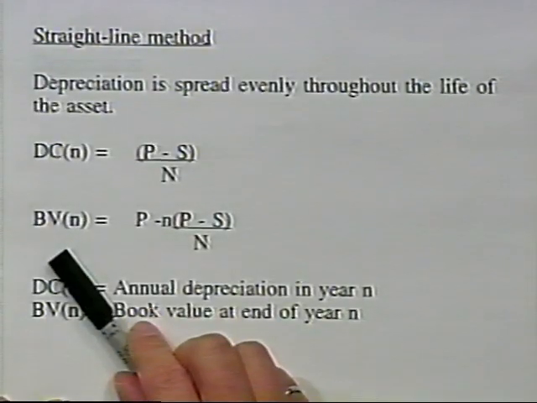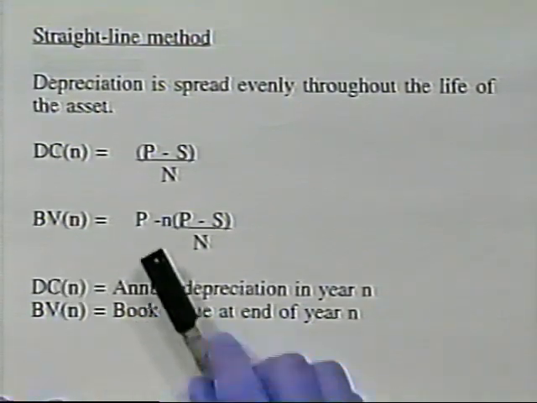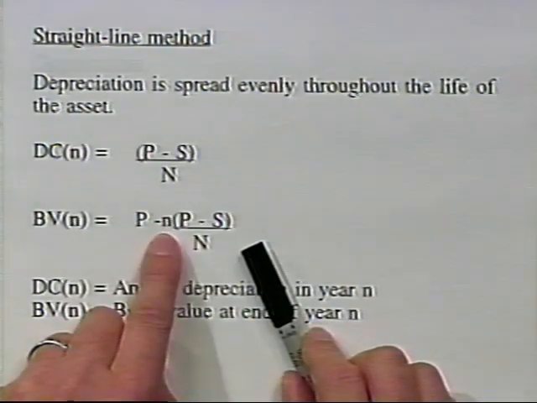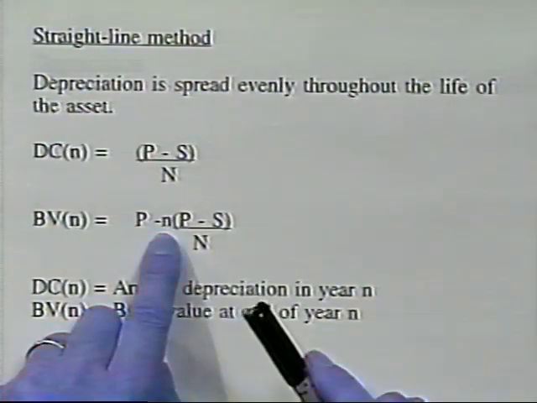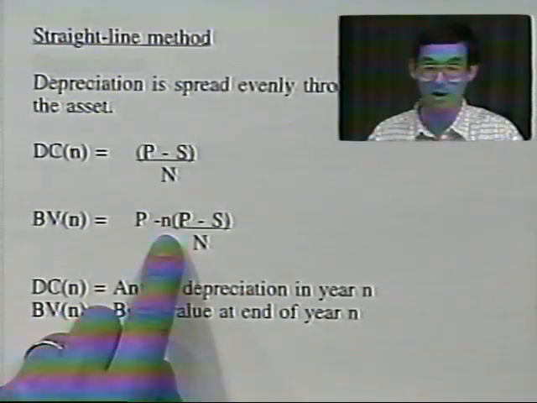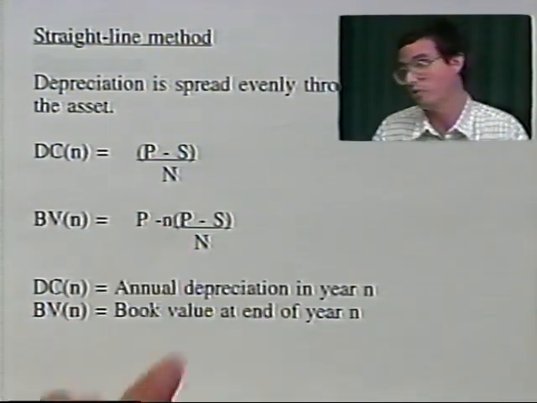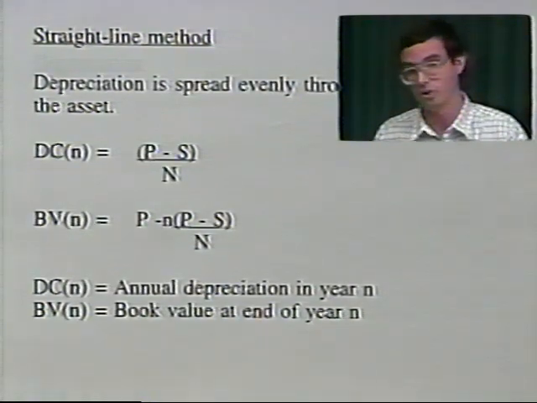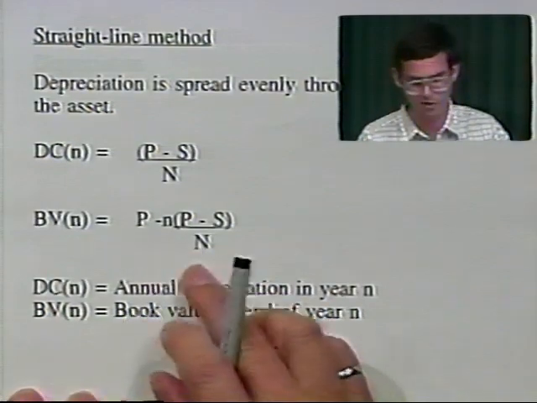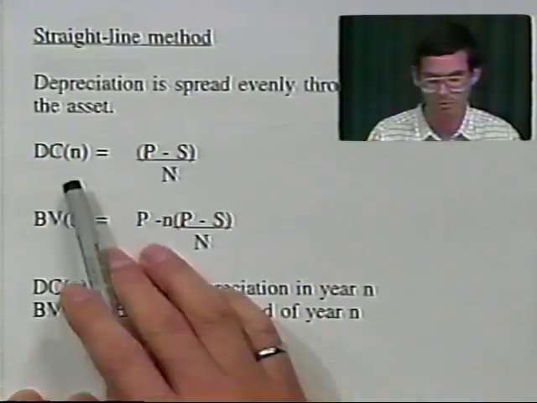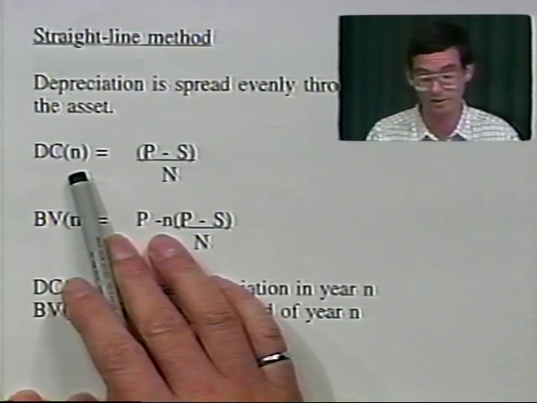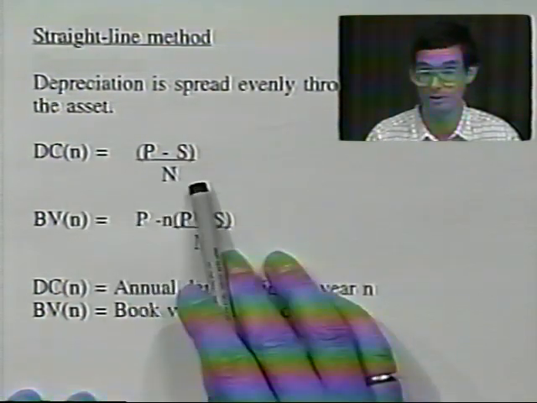The book value, the remaining value of the asset, then is simply that first cost minus the depreciation charge over however many years is under consideration. Because the asset loses value by that amount each year, its remaining value is simply the accumulated depreciation subtracted from that first cost. So this is a very easy calculation. You'll note that depreciation charge is independent of the year in which the charge is calculated. In other words, small n does not appear in this formula.